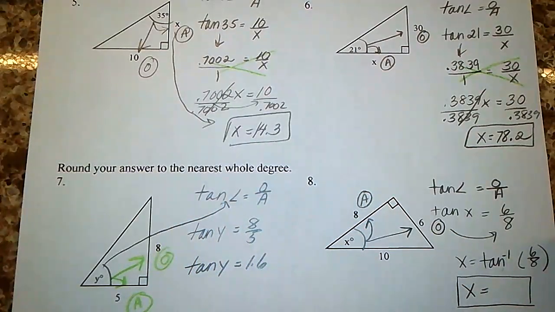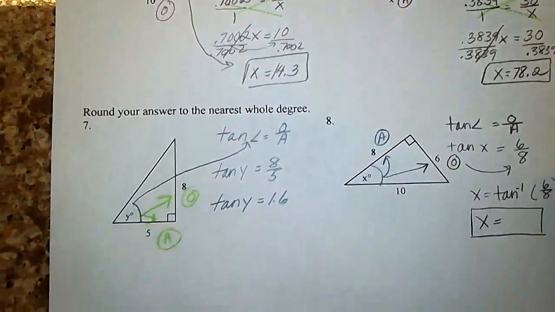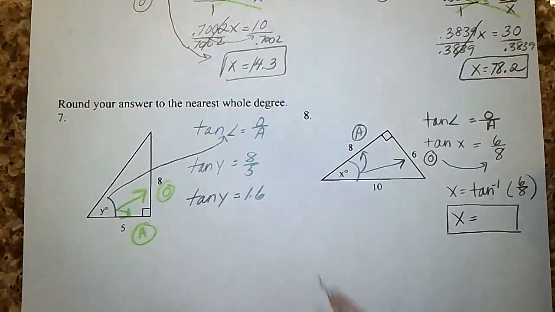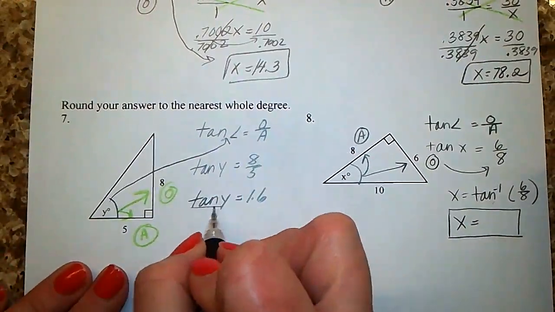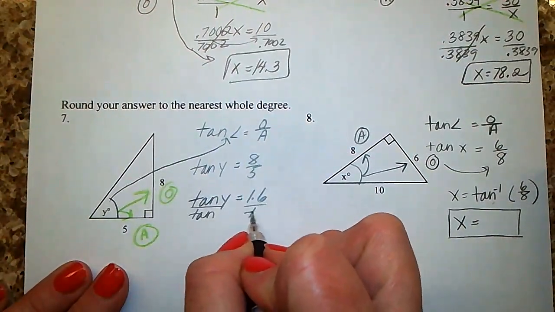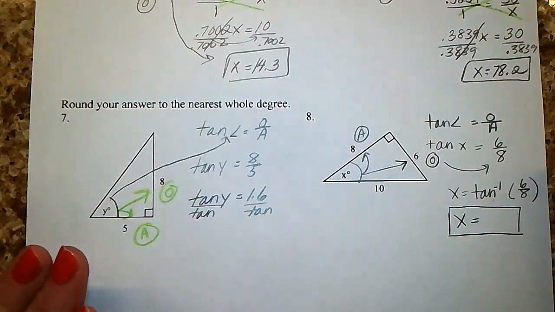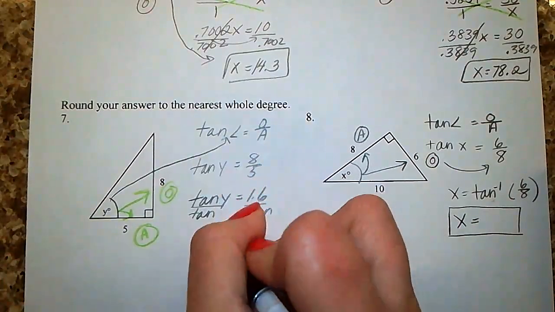Now, I can't really do anything with that, but if you think about algebra, typically in Algebra 1, you learned we're going to divide both sides here. Now I'm going to divide by tangent on both sides so I can get that y by itself. Now that looks a little awkward.